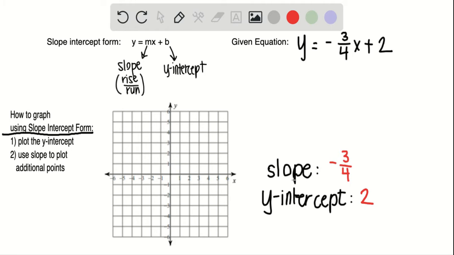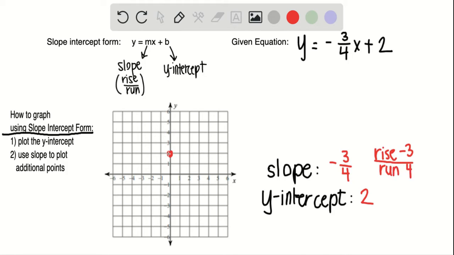So first thing, let's look at the y-intercept. It's a positive 2, so that means I'm going to go to the y-axis and find positive 2 and make a point. Next, I'm going to use slope to plot additional points. Remember, slope means rise over run. So that means I'm going to rise by a negative 3 and run by a positive 4, okay?